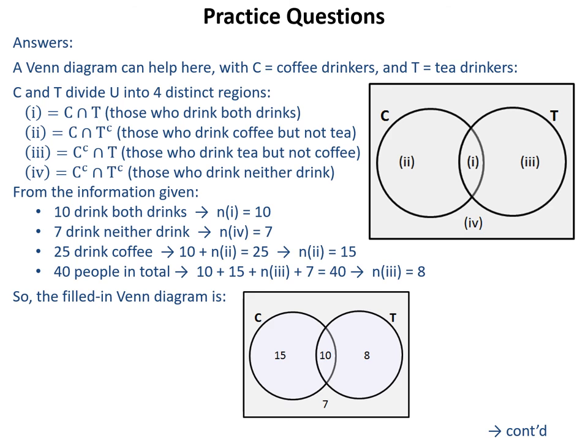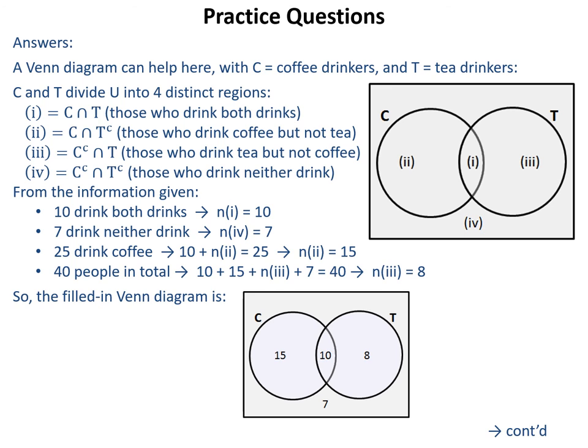And notice that all of these distinct regions can be represented as intersections of either of the sets or their complements. So they're all intersections. And the only thing that really changes is whether or not we put a complement on either or both of the sets involved.